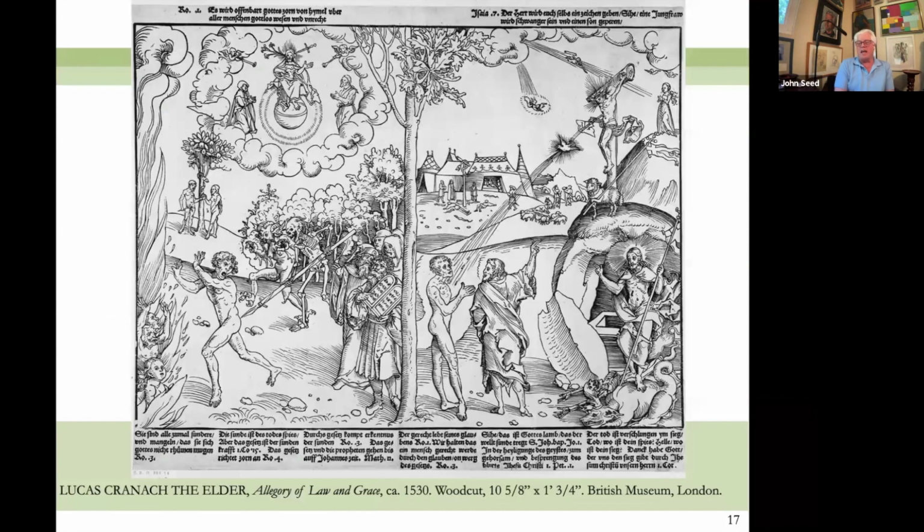This is an image that I think in one woodcut tells you what began to happen with the Protestant Revolution, how that affected religious imagery, how it changed the way people felt about religion in art. So in this woodcut of 1530, after Martin Luther came along and posted his protests, you see an allegory of law and grace.